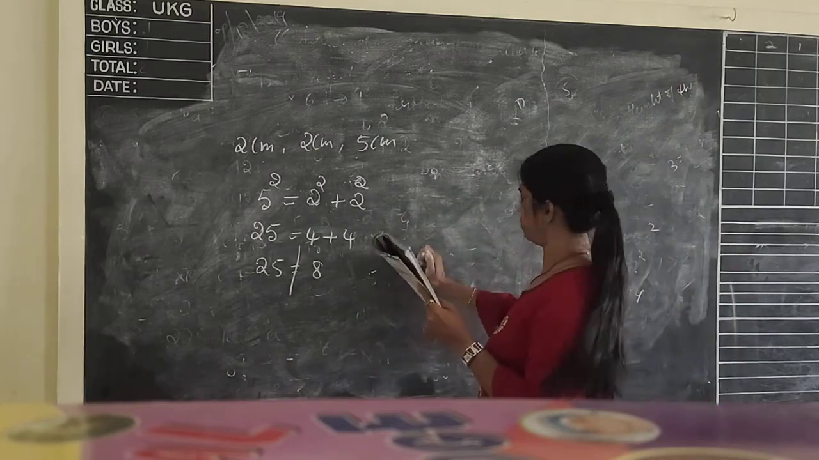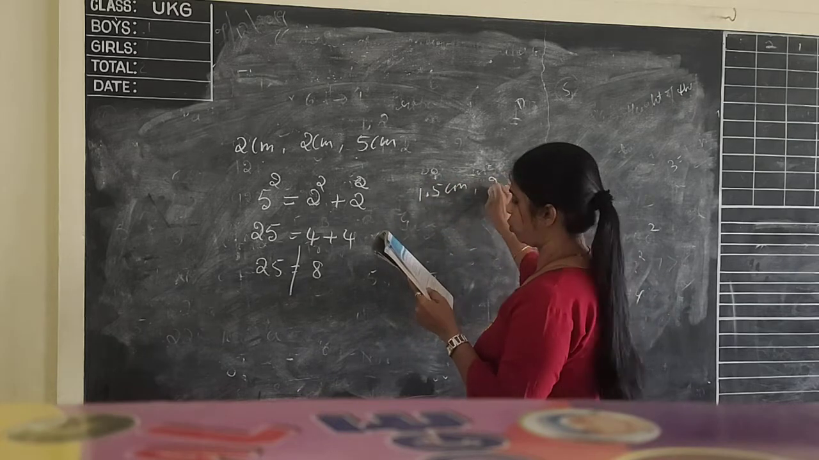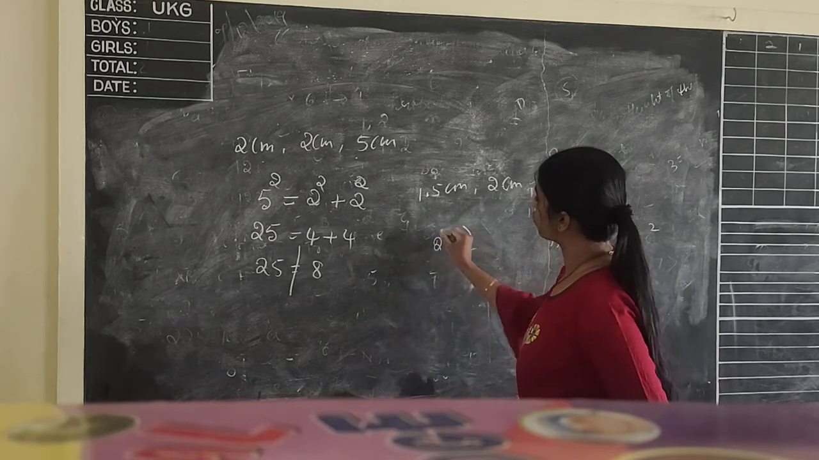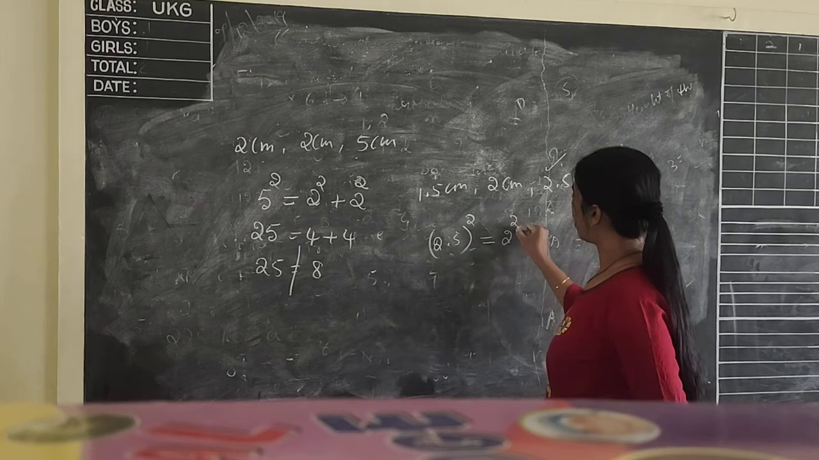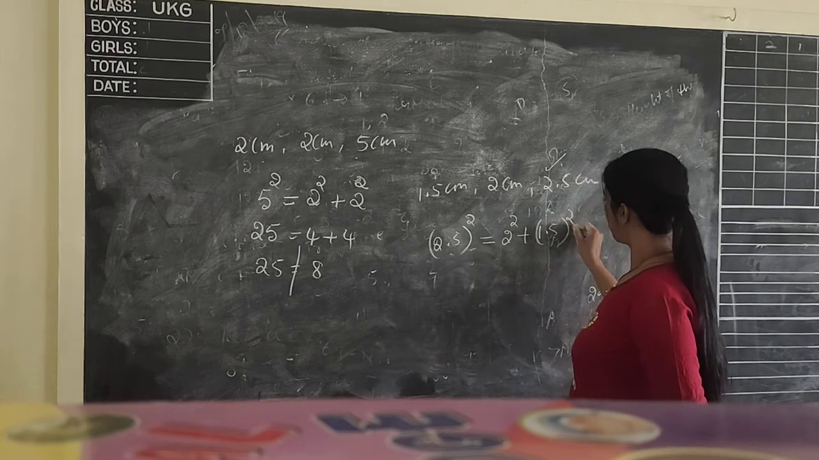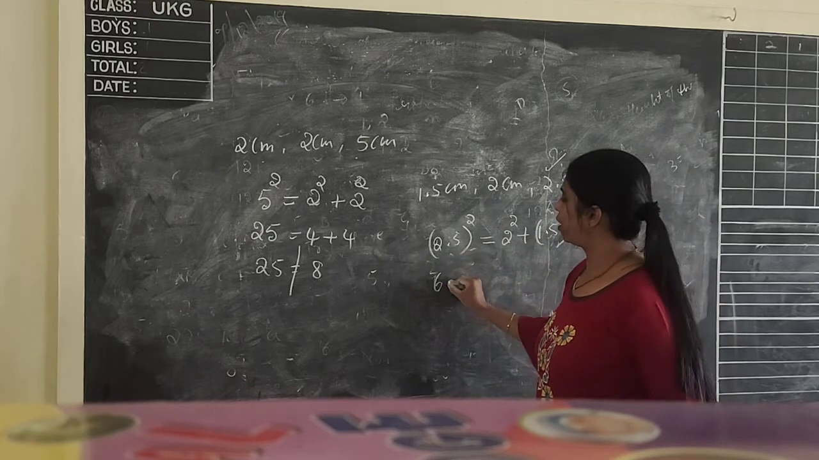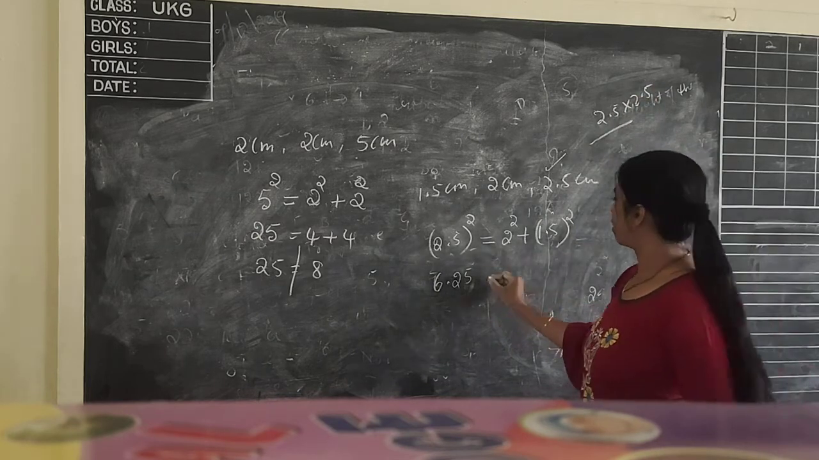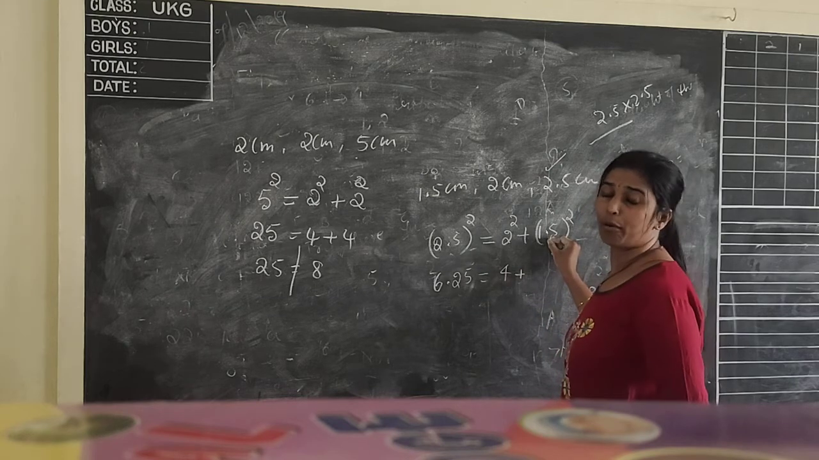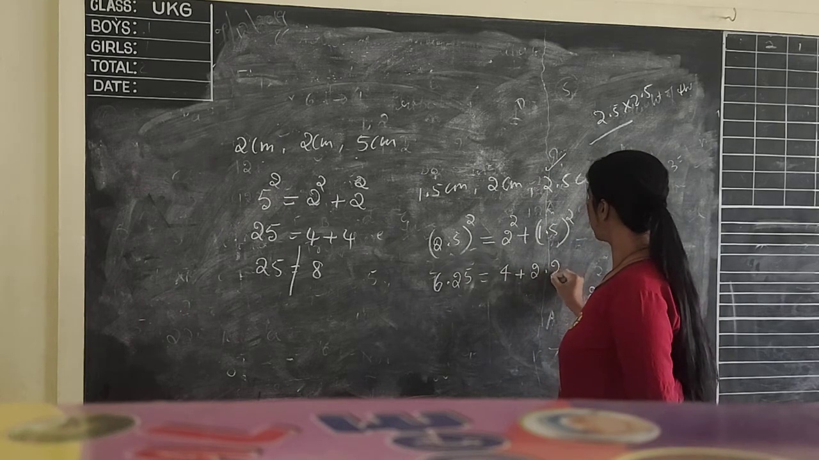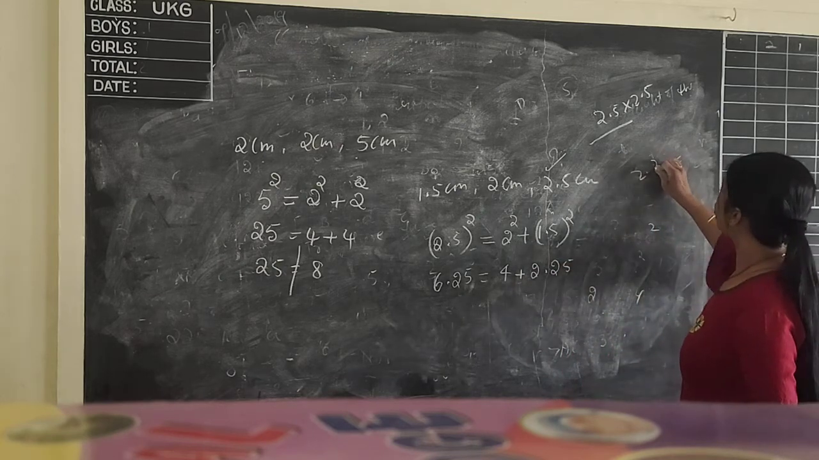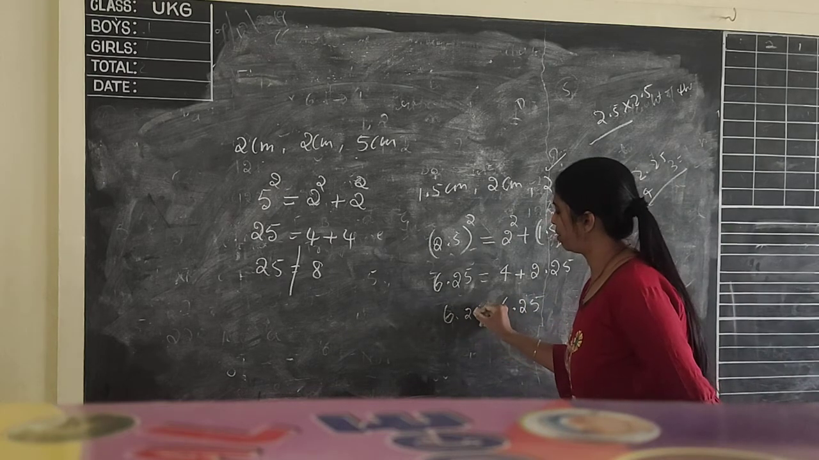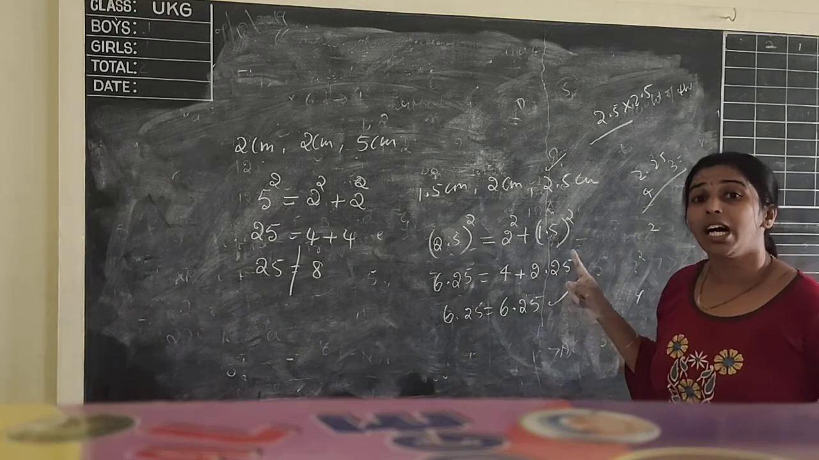Next one. 1.5, 2, 2.5. Now bigger one is 2.5. 2.5 the whole square. Point is there, so write in the bracket. Then 2 square plus 1.5 square. Okay. 2.5 square, you multiply and see, 6.25 comes. Then 2 square is 4. Here, 1.5 into 1.5, multiply, you get 2.25. Now 2.25 plus 4, you will get 6.25, yes. Here it is possible to construct a right angle triangle.